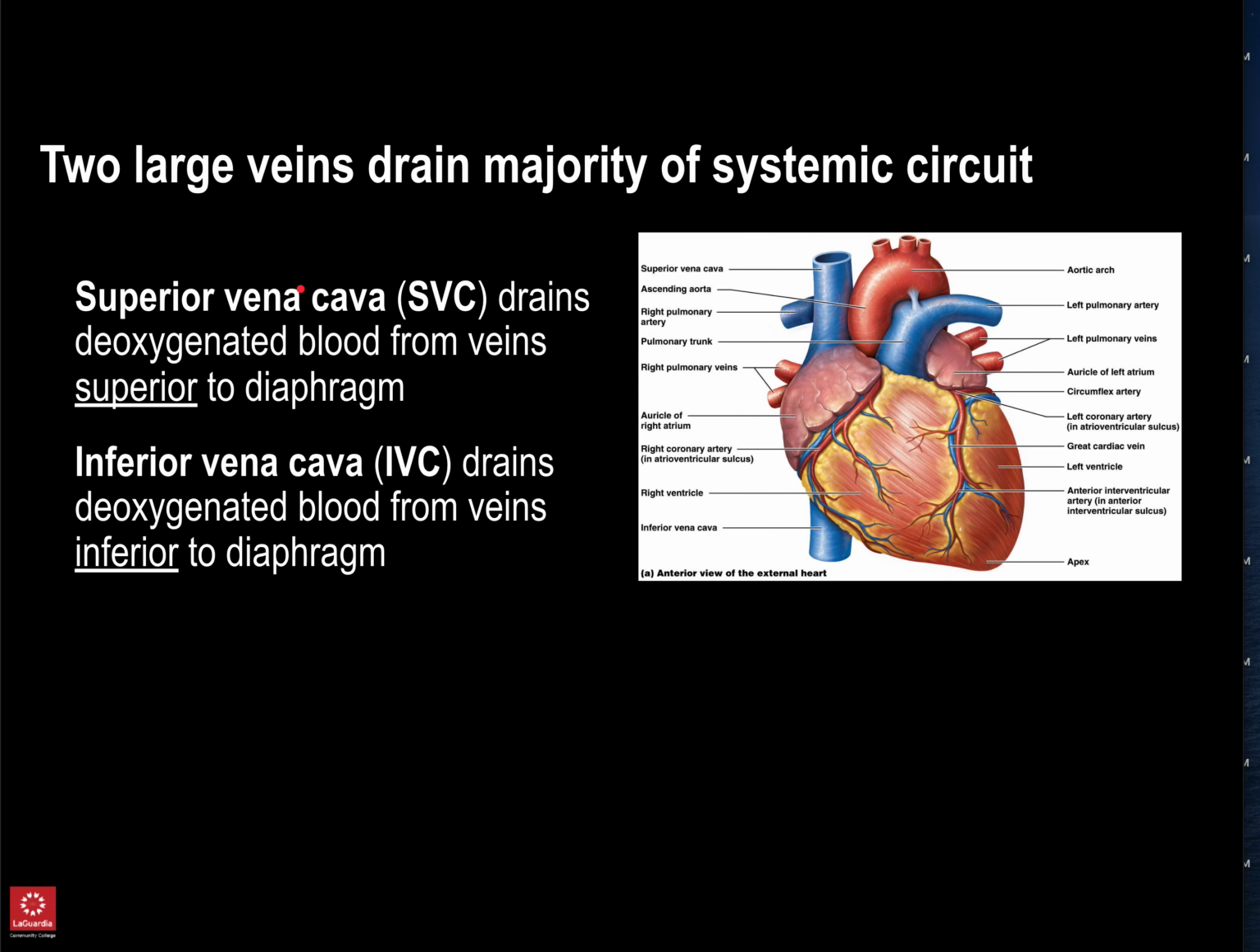And two large veins drain the majority of the systemic circuit. So here we have the superior vena cava, which drains the deoxygenated blood from veins superior to the diaphragm. And we have the inferior vena cava, which drains deoxygenated blood from the veins inferior to the diaphragm.